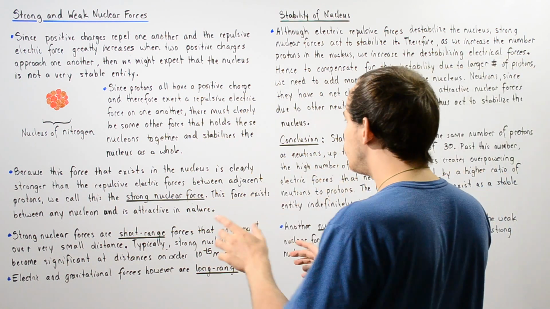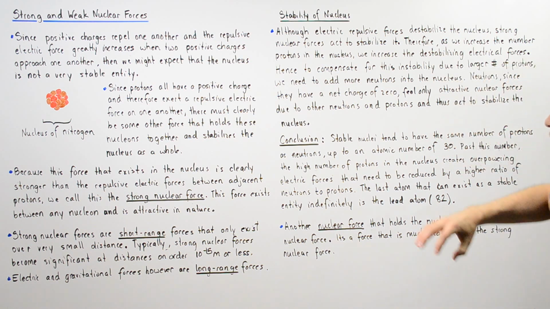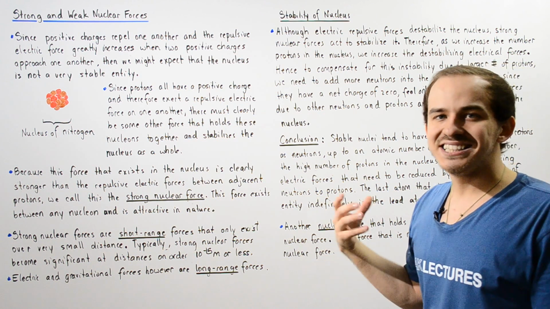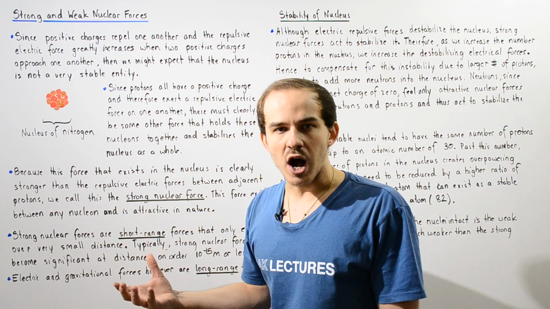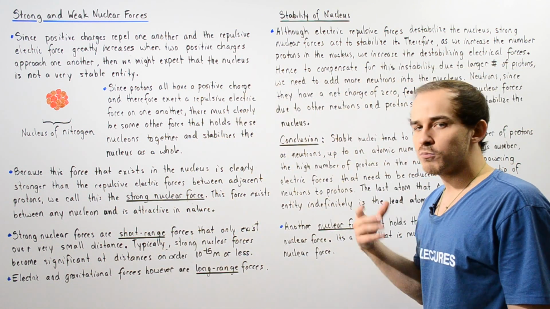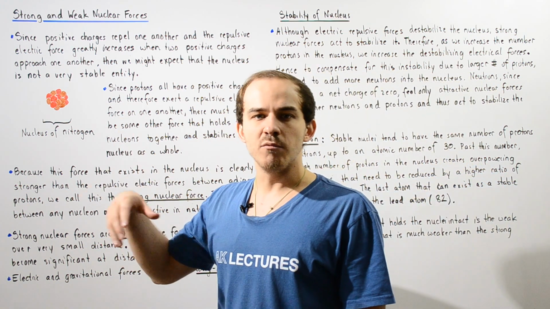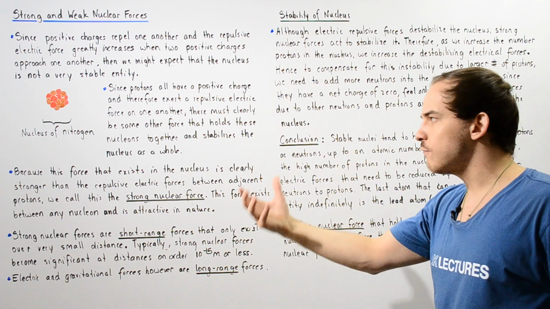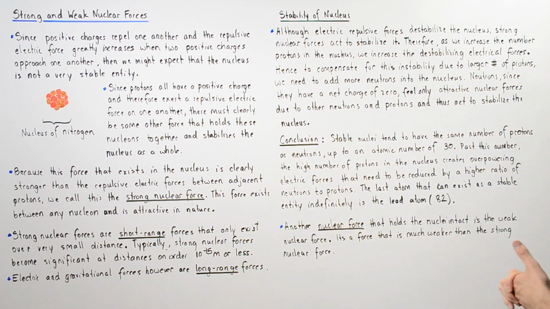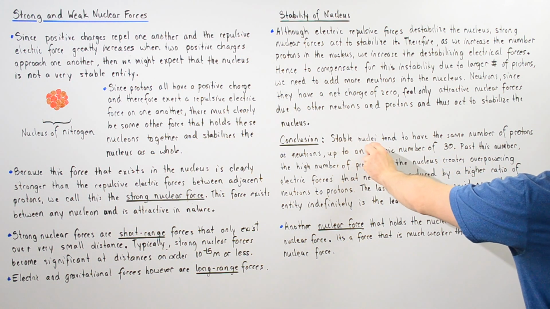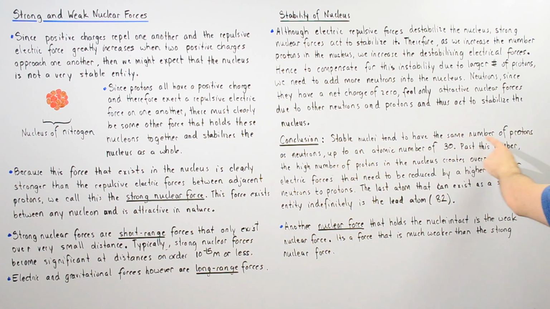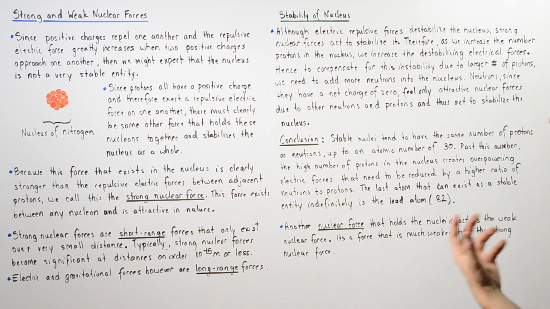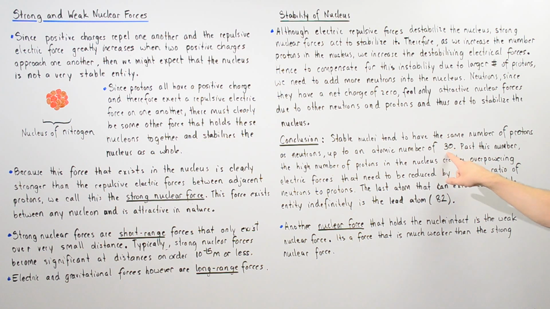So we can conclude the following. Stable nuclei tend to have the same number of protons as neutrons, because as we increase the number of protons, we must increase the number of neutrons to compensate for the higher repulsive electric forces between the greater number of protons. So stable nuclei tend to have the same number of protons as neutrons up to a certain atomic number, up to a certain number of protons, which is 30.